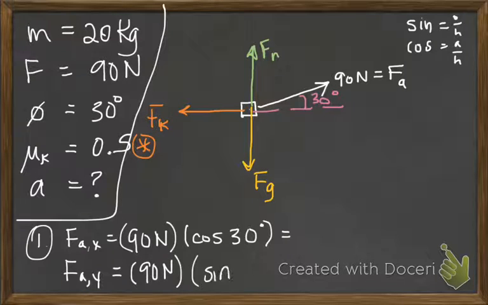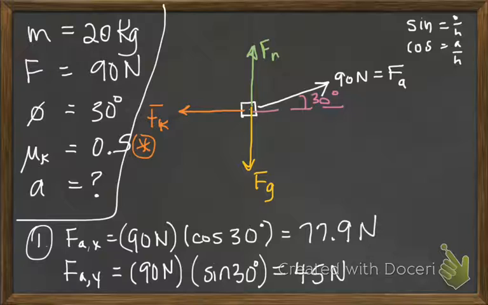And when you calculate that out, you should get in the X direction 45 newtons, and in the, wait, I wrote that backwards. Yeah, that's our Y direction. Y direction is 45 newtons, and in the X direction, you've got 77.9 newtons. Any questions on how we set this up? Okay.